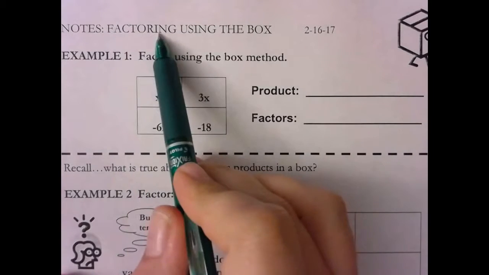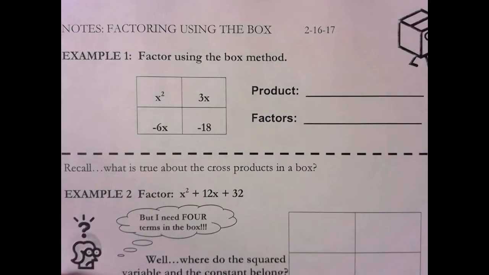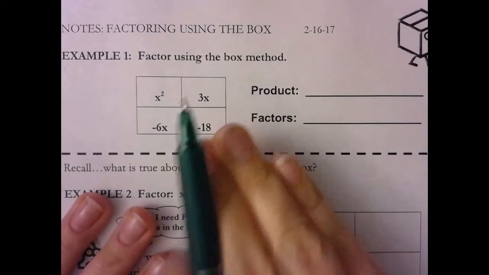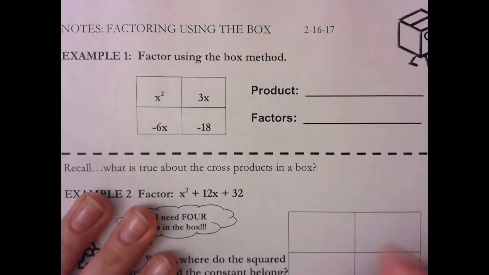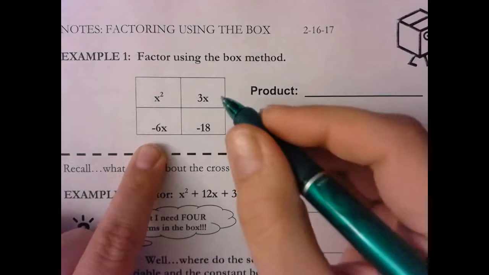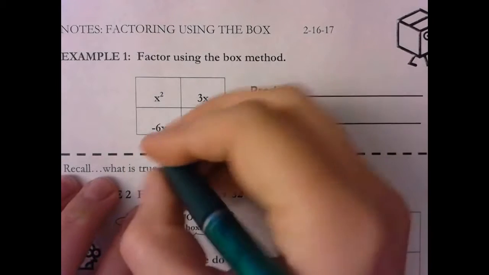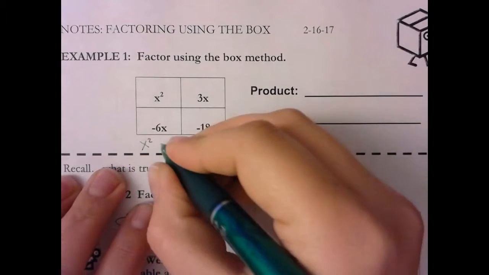Today we're going to factor using the box. So first, this is just a reminder from yesterday. If you haven't done yesterday's notes, do that first. All right, our product is what we get when we take everything out of the box. So let's write everything that's in the box.